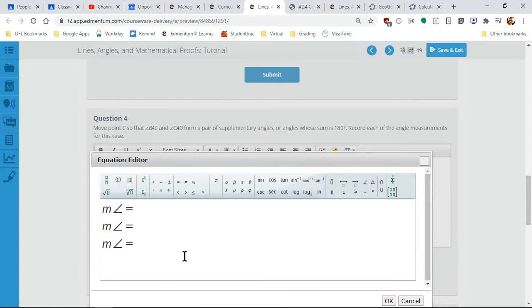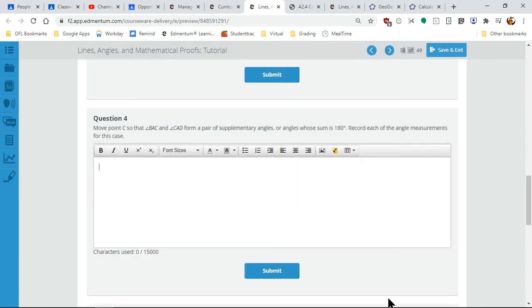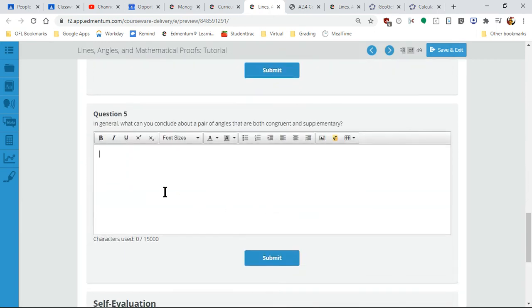And what I'm going to write here is BAC, measure of angle CAD. And I can even do the last angle. I guess they're not asking me for it, but I don't understand why they're not. So I guess I won't do that one. So these are both 90-degree angles. And put my little degree sign. All right. And this one.